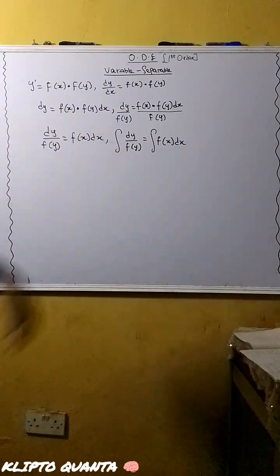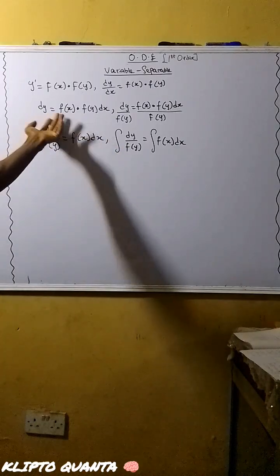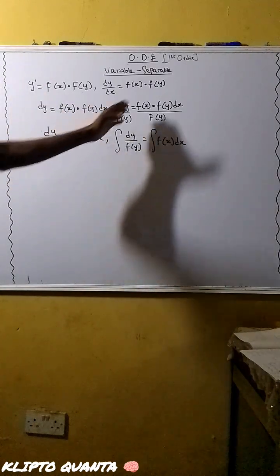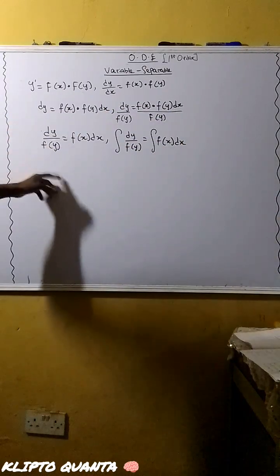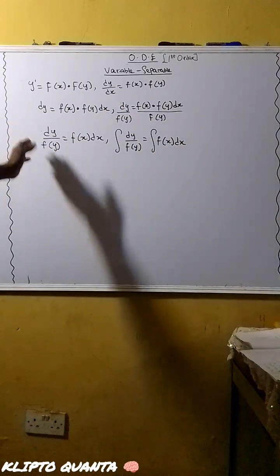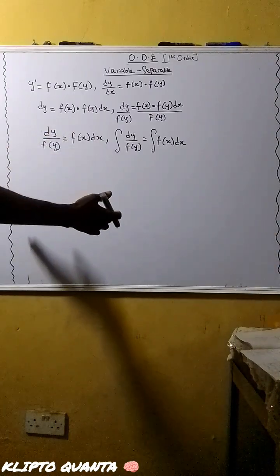You have function of x times function of y, dx. Then you divide both sides by the function of y. So you have dy over function of y equals function of x dx. So you can see that they are both in their separate parts now.